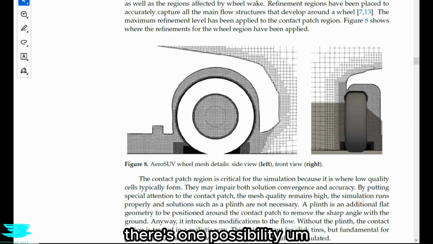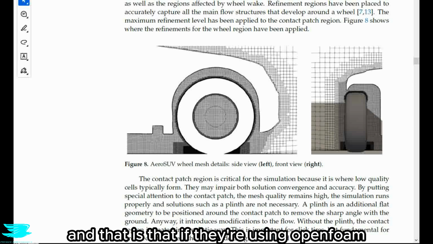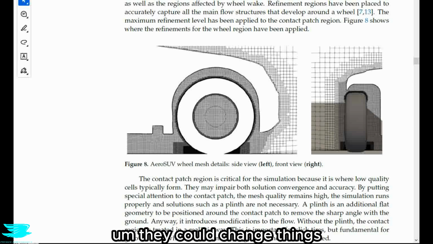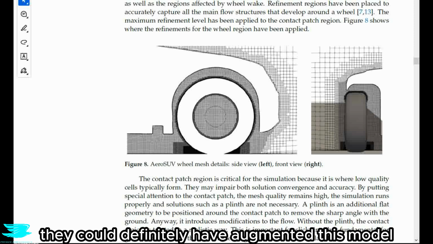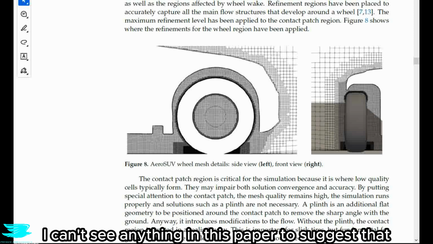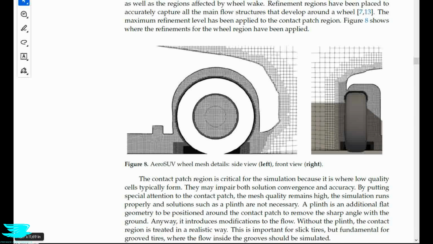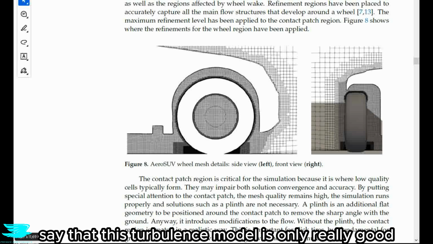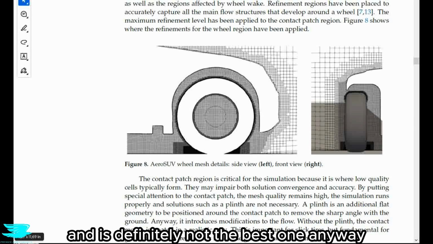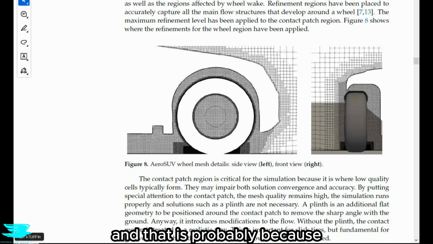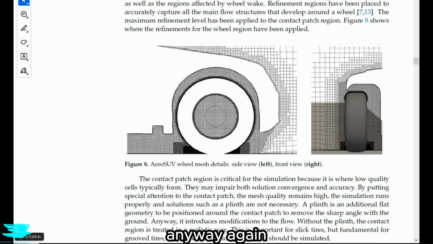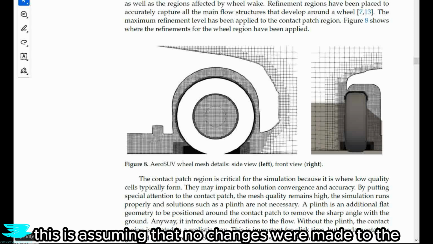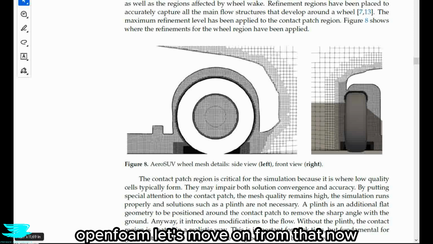However, there's one possibility that would override that, and that is that if they're using OpenFOAM, they could change things. The reference 11 used Star-CCM+. So the important point to note is that if you're using OpenFOAM, they could definitely have augmented this model to make it more accurate. However, I can't see anything in this paper to suggest that. So I'm going to say that this turbulence model is only really good to within a few percent and is definitely not the best one anyway. And that is partly because it isn't that good for cars to begin with. It wasn't made for them, but also because the Y plus values are too high anyway. Again, this is assuming that no changes were made to the formulation of it in OpenFOAM. Let's move on from that now.